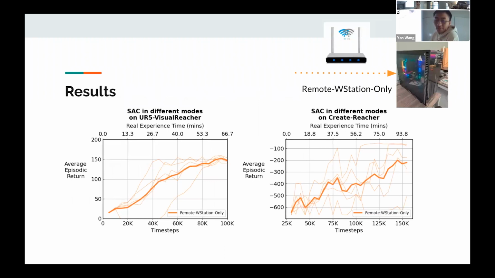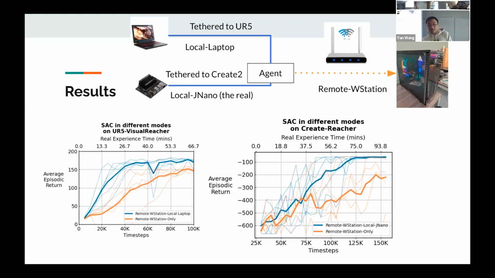The orange curve shows the performance of the remote-only stack on the two tasks, referred to as the remote workstation only in this figure. Again, the x-axis is the time step, and the y-axis is the average return. Next, the blue curve shows the performance of the remote-local stack on the two tasks, referred to as the remote workstation, local laptop, or local Jetson Nano. These two figures suggest that stack's remote-local mode consistently compensates for the performance loss of stack on both tasks.